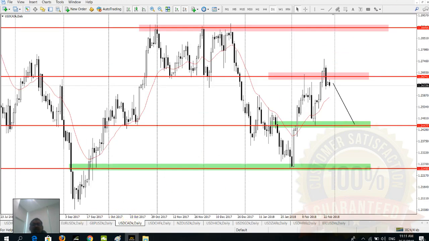And USD CAD is a beautiful price action story where overall it's a range market. A lot of sellers are defending this price, and a lot of buyers are defending this price.